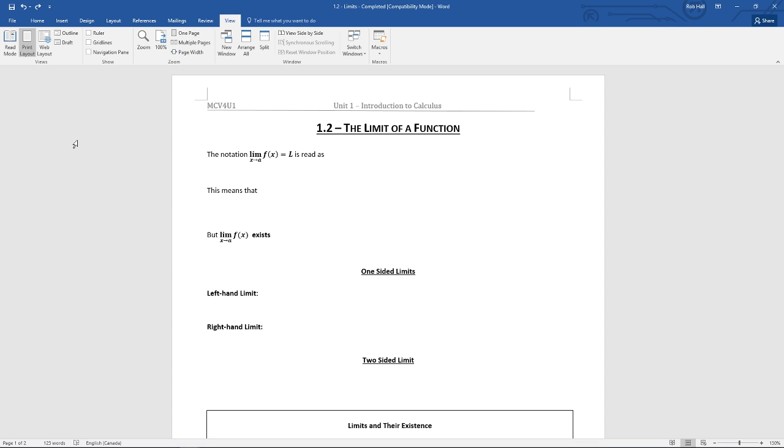Hello, today we're going to take a look at the limit of a function. So the first thing we're going to examine here is the notation itself. So this is what it's going to look like when you're finding a limit.